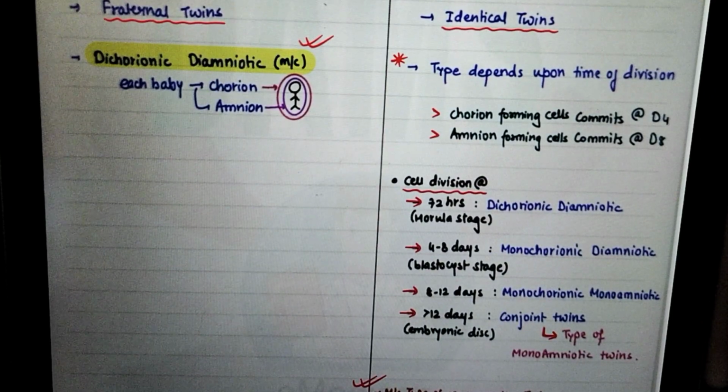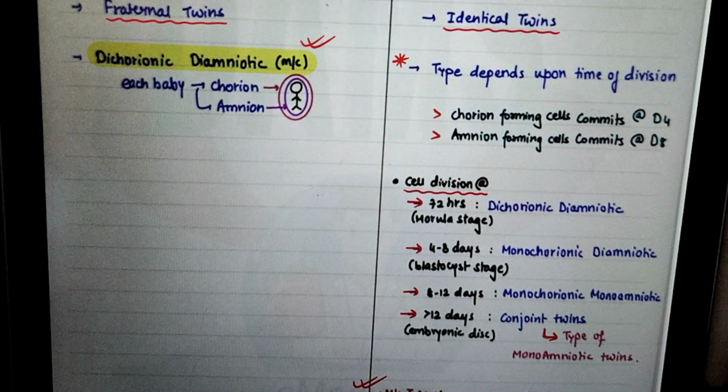So, if cell division occurs at 72 hours, that is the morula stage, the type will be dichorionic diamniotic. If the division occurs around 4 to 8 days, that is the blastocyst stage, the type will be monochorionic diamniotic. If division is around 8 to 12 days, the type will be monochorionic monoamniotic.